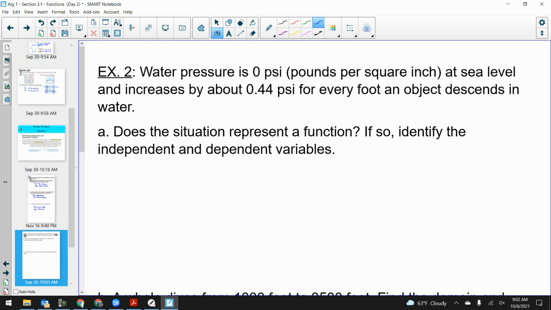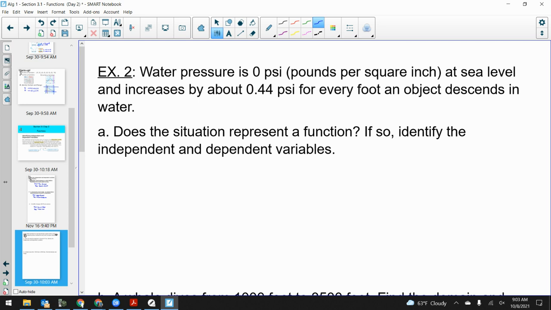So we've got water. Remember, this conversation is all being recorded. Water pressure is 0 psi, pounds per square inch, at sea level, and it increases by about 0.44 psi for every foot an object descends into the water. You ever swim to the bottom of a pool and your ears pop? That's what we're talking about here. The further underneath the water you go, the more pressure you feel. As something descends into the water, it increases by 0.44 psi per foot.